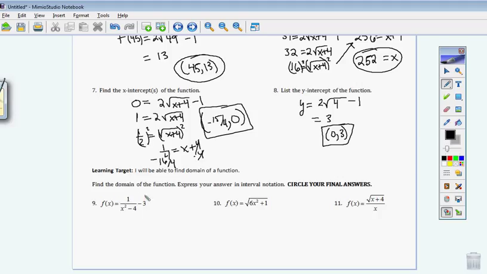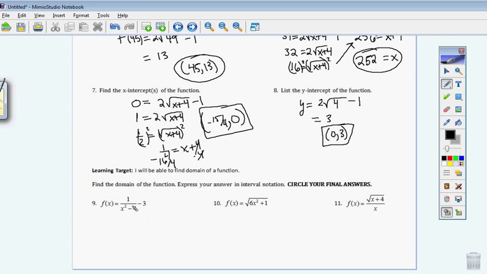A video on these domain ones, 9 through 11 here. Basically, you've got to look at what you can't have. Remember, domain is all of the x values that will produce a y value on the graph or in the function, where the function's defined.